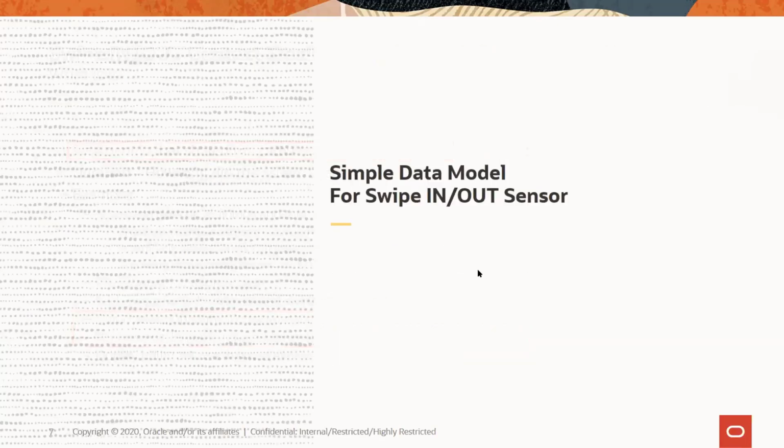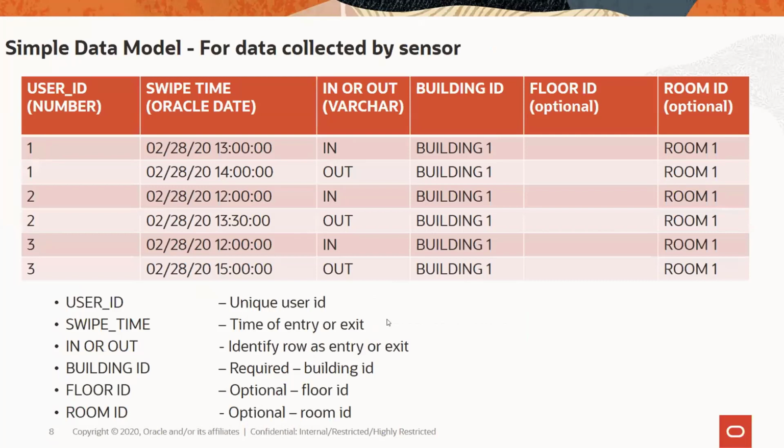So the data model is extremely simple. This would be an Oracle table. It would have basically 4 required columns and 2 optional columns. So very simple. The user ID would be the first column. You'd have the swipe time, an Oracle date format, as the second column. Another column tells you whether you're going in or out of a room. And a building ID would be a required column. What building are they entering or exiting? Then you have some optional columns, a floor ID and a room ID.